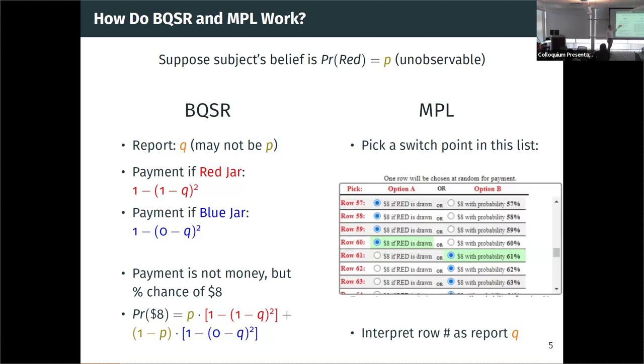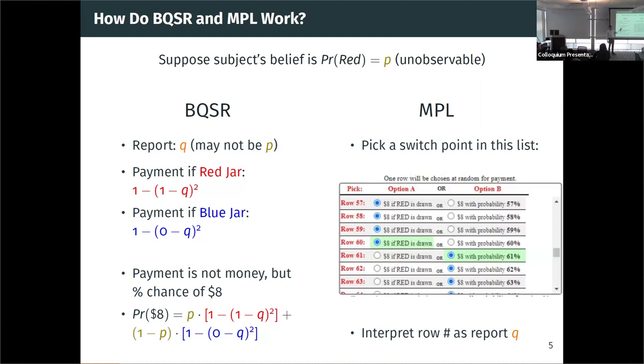Okay. And these payments, the original formulation was that these would be dollar payments, but it turns out it works better in theory if instead of these being dollar payments, these are probability payments, meaning there's a fixed prize of $8. This is the probability you win the prize if you report Q and it's actually the red jar. This is the probability you win the $8 prize if you report Q and it's actually the blue jar.